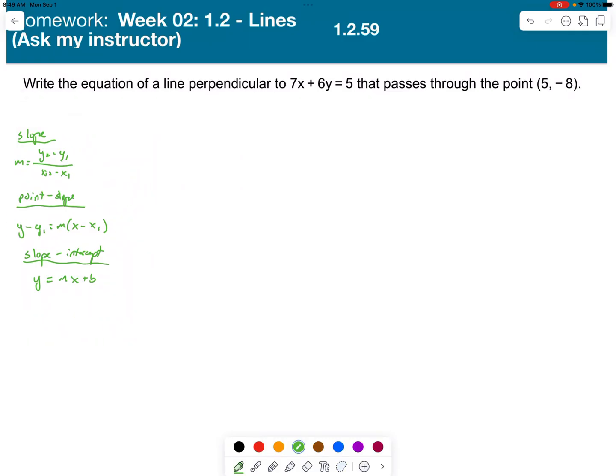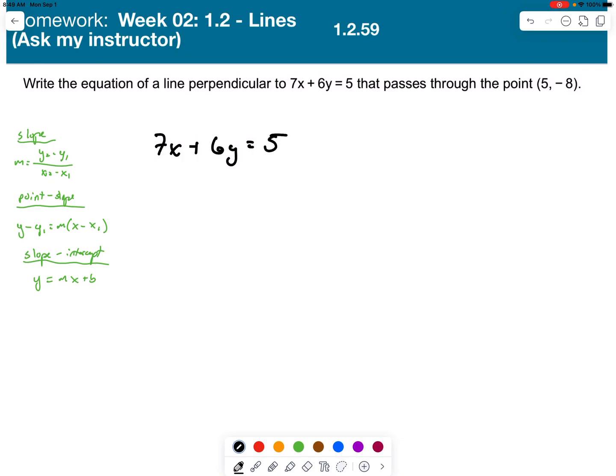Let's keep moving. Now if we want our line to be perpendicular to this one, that is a discussion about the slope. So we need to find the slope of the given line, and then find the equation of the line with the proper slope passing through that point. First let's find the slope. We're given 7x plus 6y equals 5.